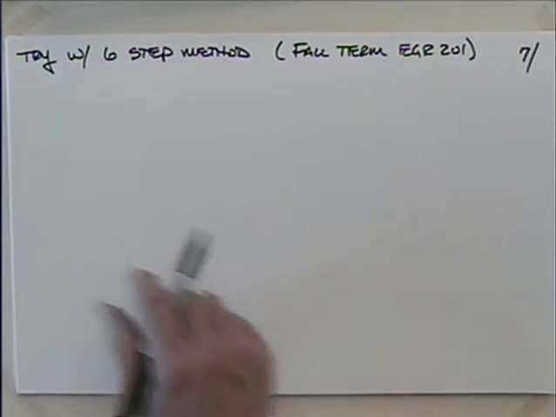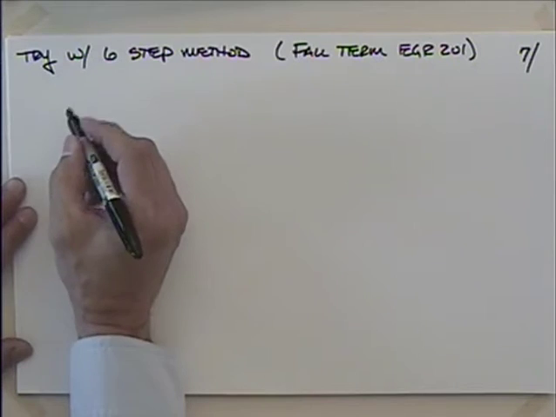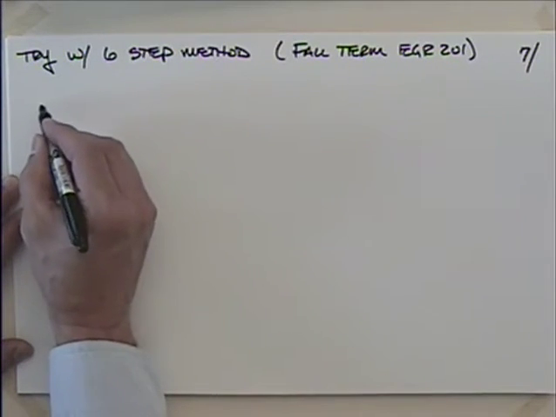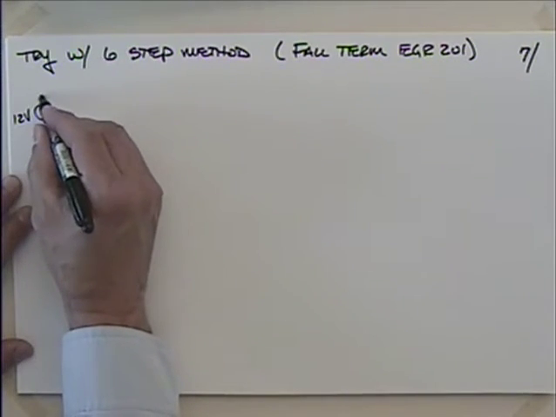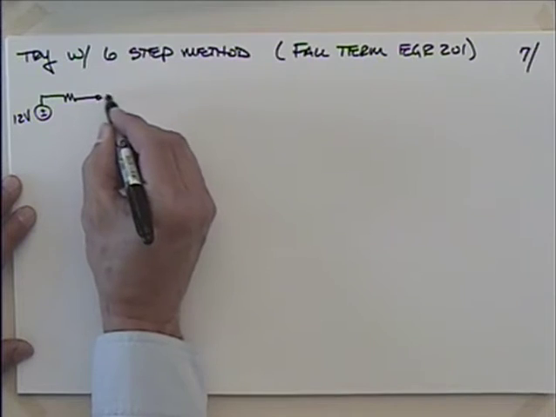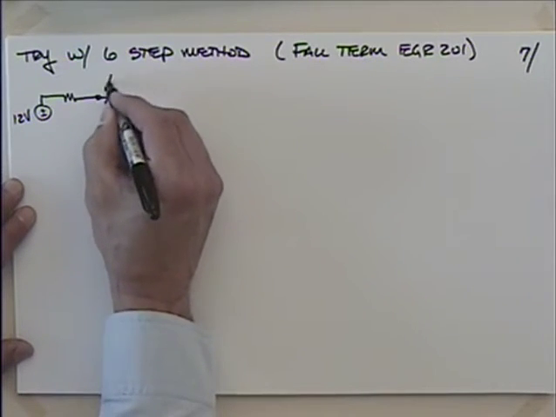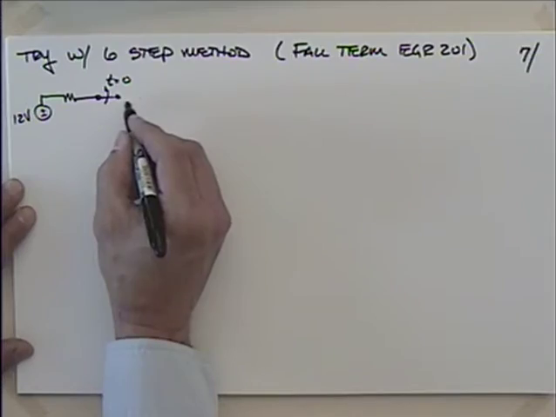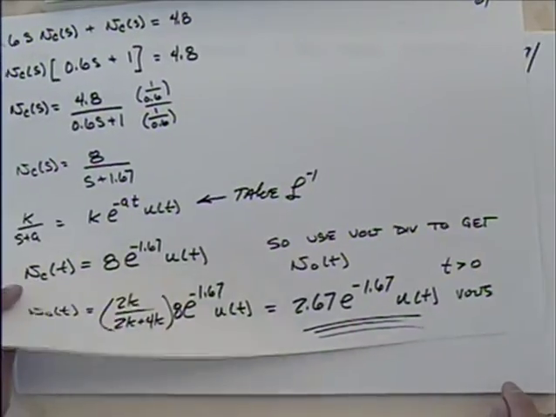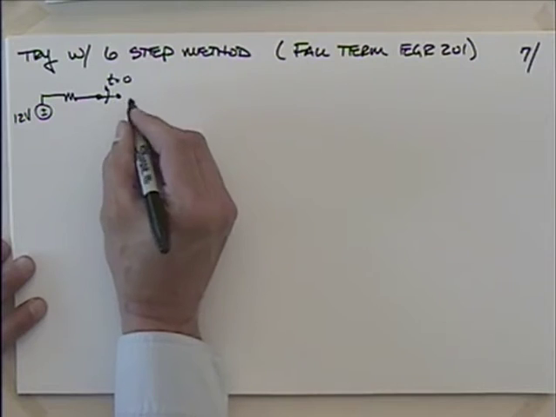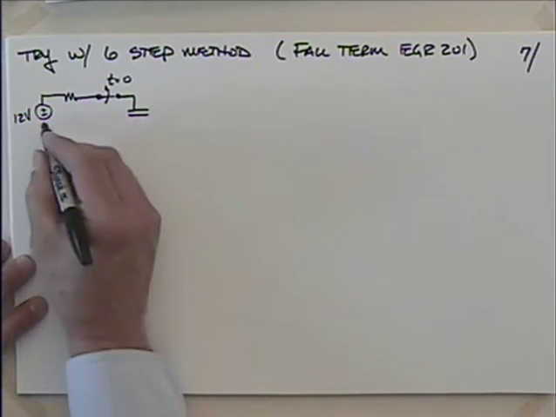Okay, so going back to the 6-step method, fall term GE 101. I'll reproduce the problem here. V naught of t was when the capacitor was discharging from the switch being open, correct? Well, this is for t greater than 0. Yes. So we're opening this. Here's our capacitor.